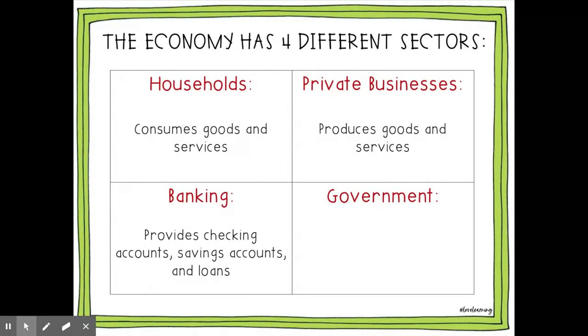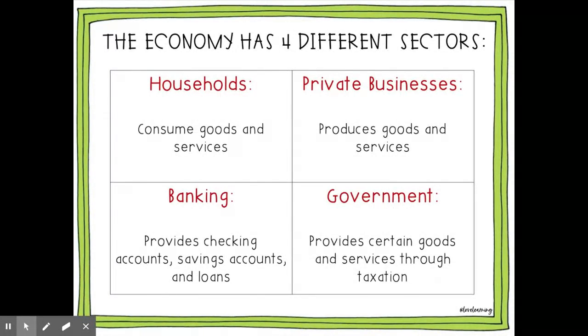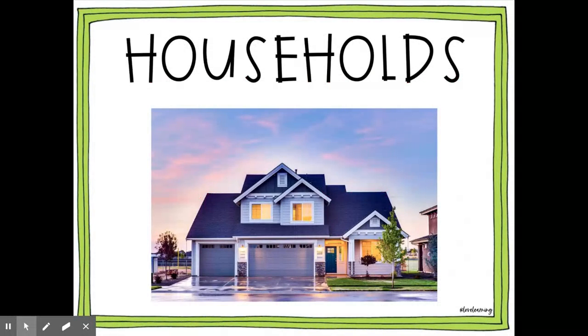Banking are those institutions that provide checking accounts, savings accounts, and loans. And government provides certain goods and services through taxation. So you need to know that although these four sectors of the economy are very different, they do work hand in hand to make up our economy as a whole. So let's take a look at the household sector of our economy closely first.